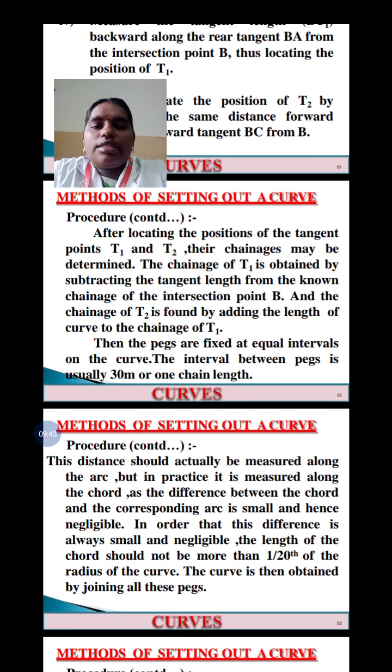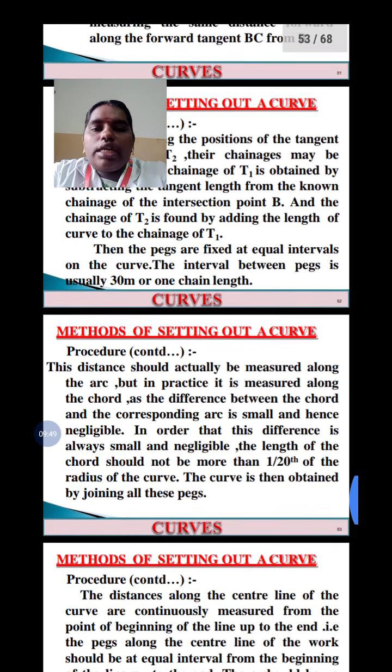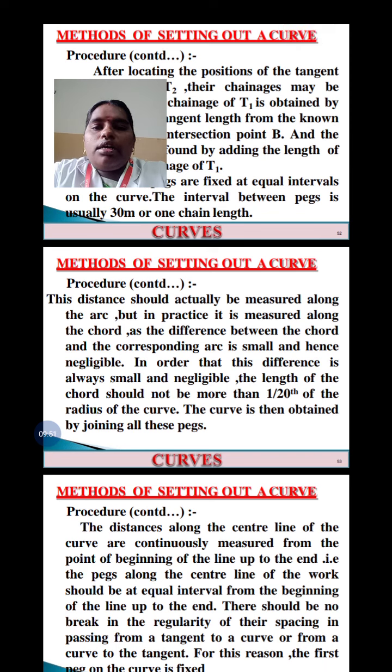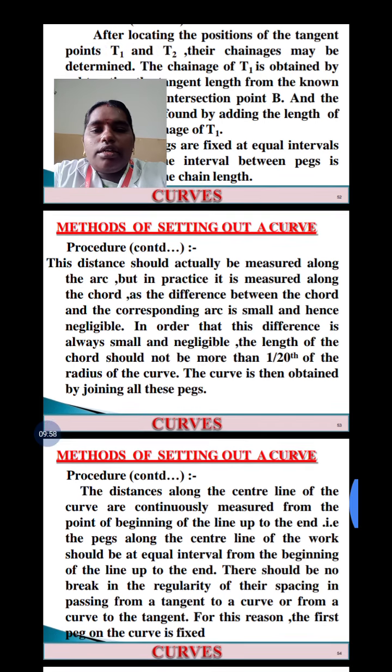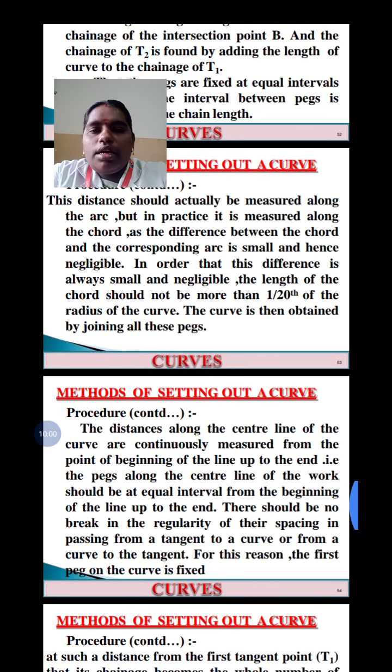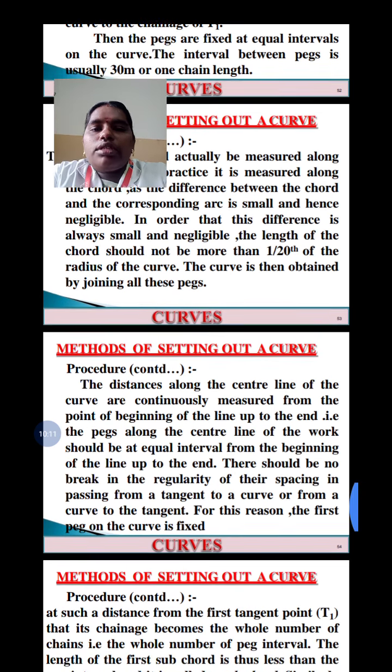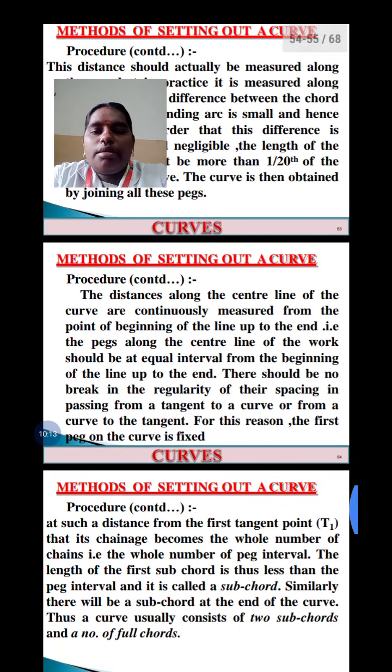Then the pegs are fixed at equal intervals on the curve. The interval between pegs is usually 30 meter or one chain length. The distance should actually be measured along the arc, but in practice it is measured along the chord. In order that this difference is always small and negligible, the length of the chord should not be more than 1/20th of the radius of the curve. The curve is then obtained by joining all these pegs.